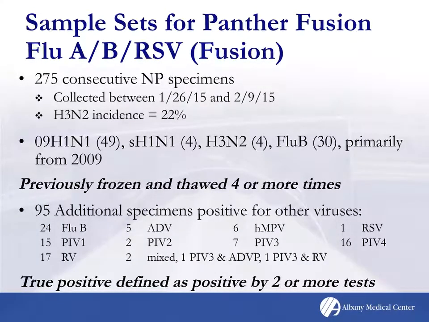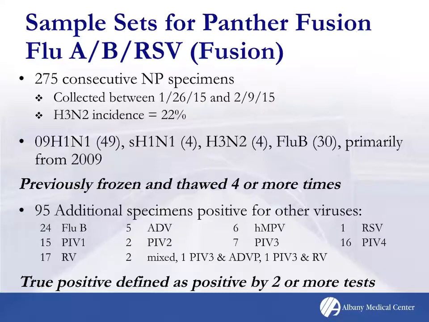And so to do this study, I took the same samples that we have tested before in the other studies. So the 275 consecutive NP samples from 2015, as well as many of the other additional viruses. There were a few that no longer had sample available. And to let you know, this was really going to be a challenge for the fusion assay, because these samples now have been frozen and thawed at least 4 times, and some of them even more if they were involved in a discrepancy analysis in the past.